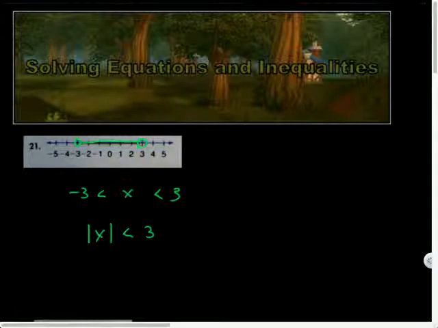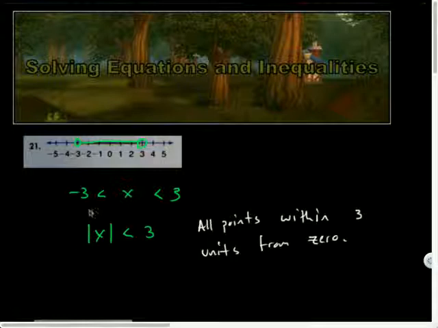So think about it this way, as that represents all points within 3 units from 0. That is kind of how we could understand that. So within 3 units, that's why it's a less than sign. If it was shaded away, I could make this a greater than sign, and the wording would be all points beyond 3 units from 0. So further than 3 units, right? That's kind of how you could comprehend that a little bit.